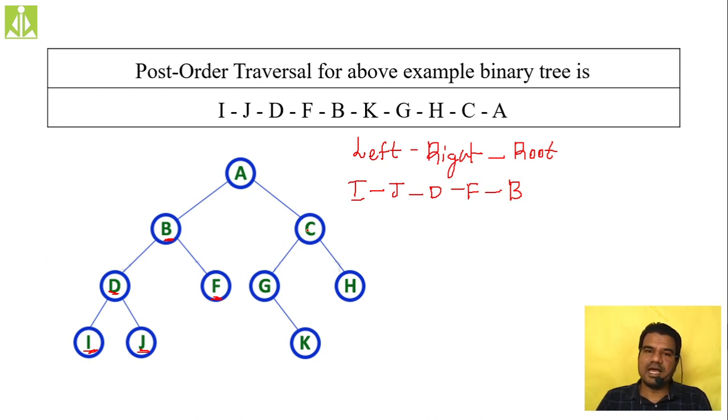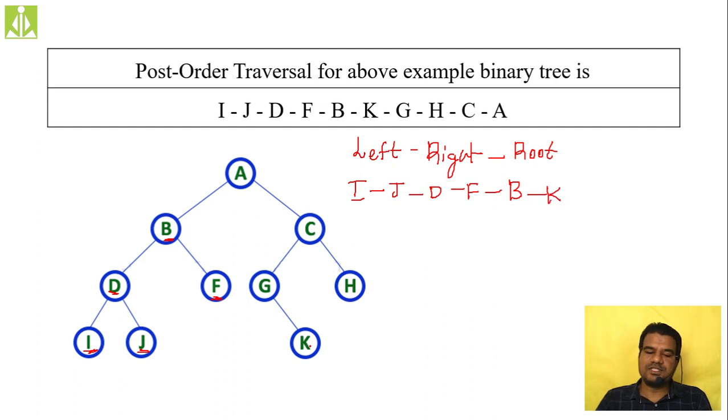Okay, for this C as root, we have to go and check left first. So left G, again we have a node. Come to G and make G as root. So if G is root, try to visit the left of G. There is anything? Nothing. So try to visit right. Right we have K. So K.